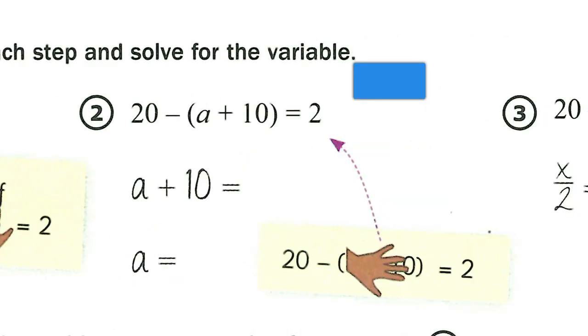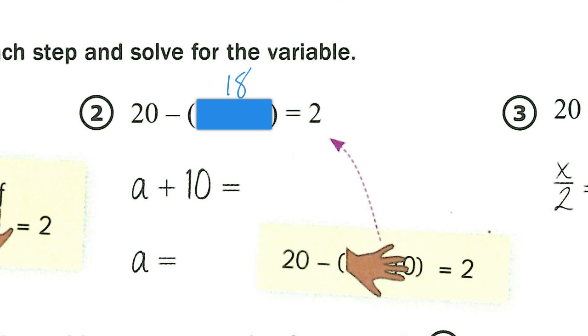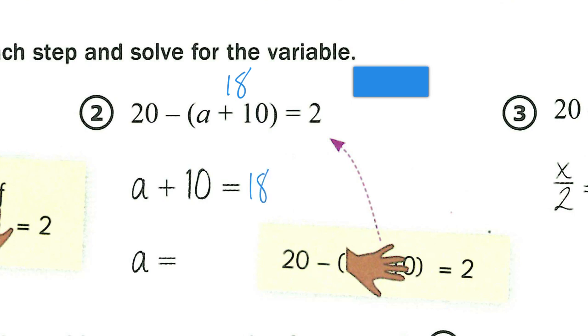6. In number 2, we have 20 minus, in parentheses, a plus 10 equals 2. And again, we're going to think about this in chunks. We're showing this picture down here. They're covering up the stuff in parentheses, so I'm going to use my blue square to do that. I'm thinking 20 minus what equals 2, and we know that's going to be 18. So the stuff in the parentheses, a plus 10, has to equal 18. What number plus 10 equals 18? That's going to be 8.